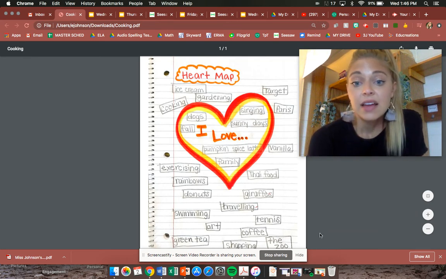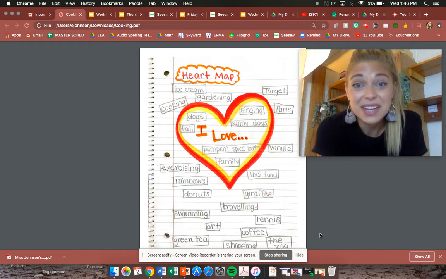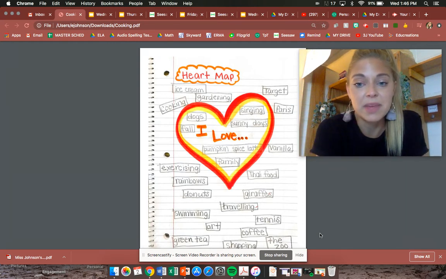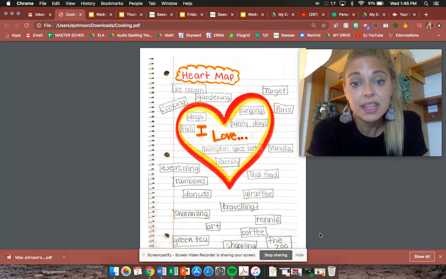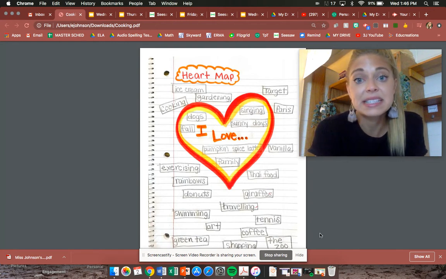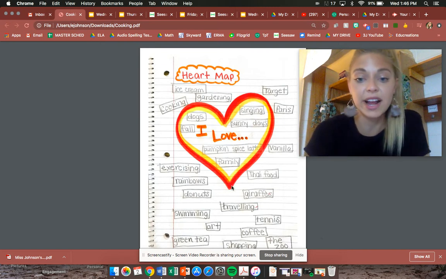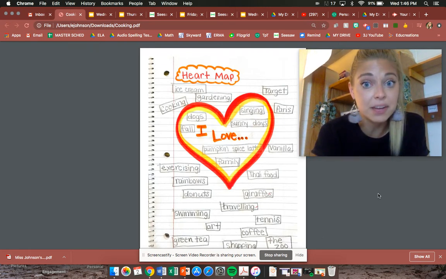And the next thing you do is basically write all of the things that you love. And I put little rectangles around each of them, so I made them all in a box just so I could easily separate the topics from each other. So I want you to also be very specific when you are doing your heart map. So instead of saying that you like animals or that you love animals, so instead of writing just animals, I want you to be specific and tell me, well, what kinds of animals do you love?